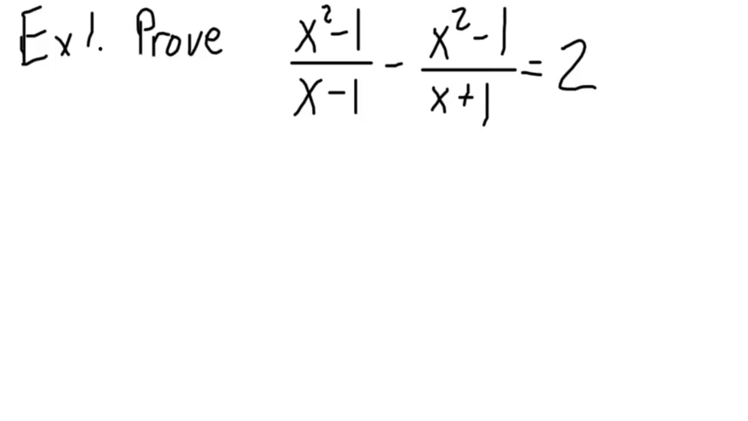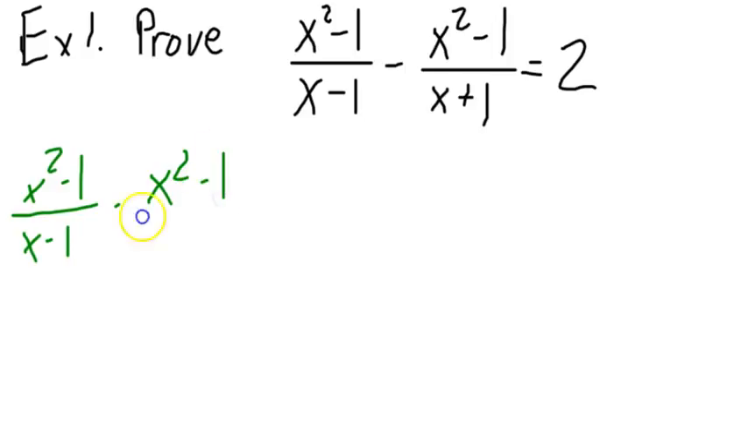In example 1, we're going to start with a proof that only involves algebra. We're not even going to have to use any trig. So we want to start with the more difficult side, which in this first example is the left side of the equation. So we have x squared minus 1 over x minus 1 minus x squared minus 1 over x plus 1. We want to simplify this left side until we get to the right side. So all this should simplify down to 2.